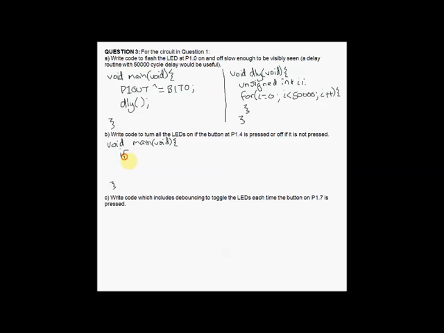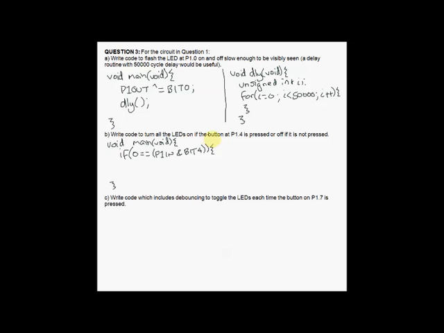And we'll have an if statement. Now remember, we're always checking it against 0. We want to know if the button's pressed. So if equals, and we're saying P1 in and bit 4. So that will be true if the button's pressed.